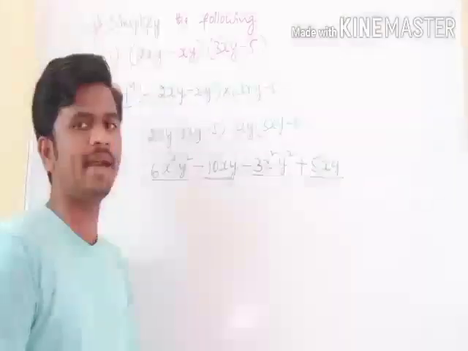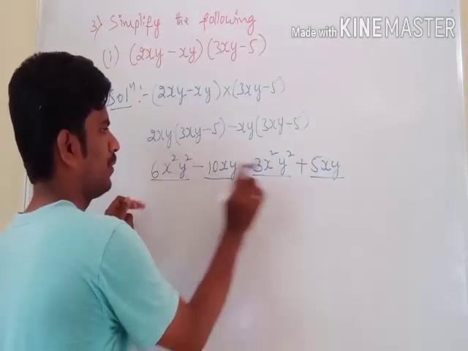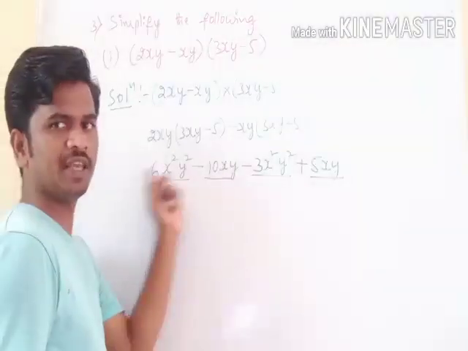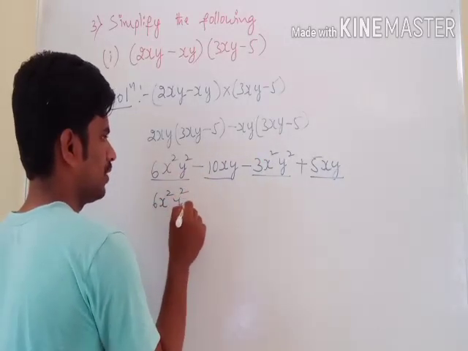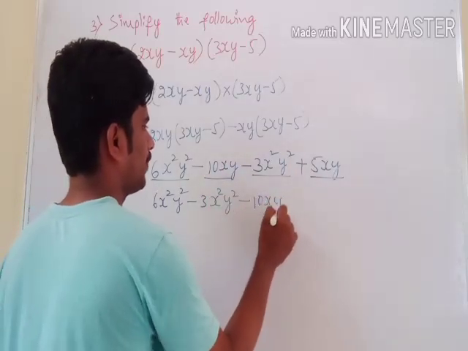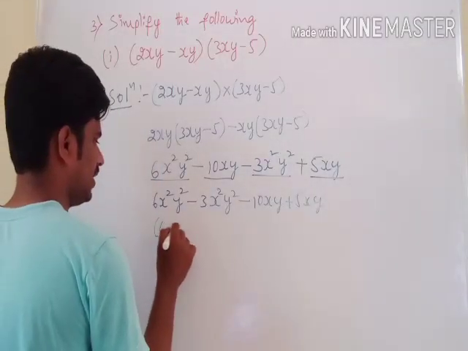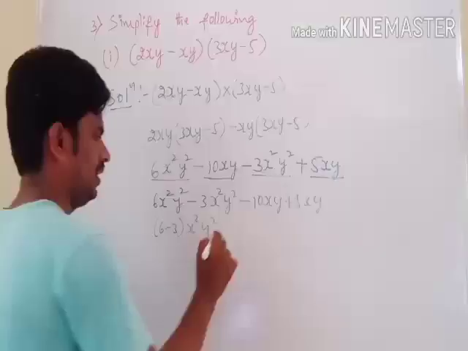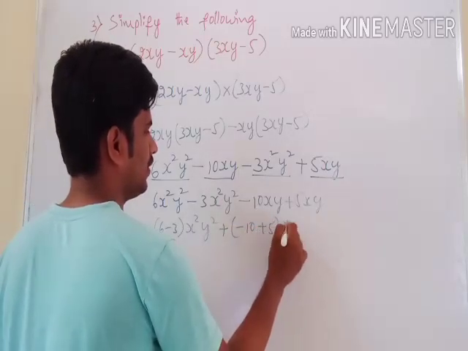Okay, so we can add or subtract the like terms. Here this is 6x^2y^2. This one is minus 3x^2y^2. This one is plus, this is minus, so we can subtract 6 minus 3. Otherwise, you write those two on one side, 6x^2y^2 minus 3x^2y^2, and these two on one side, minus 10xy plus 5xy. Okay, then here (6 minus 3) into x^2y^2, because x^2y^2 is common, and (minus 10 plus 5) into xy.